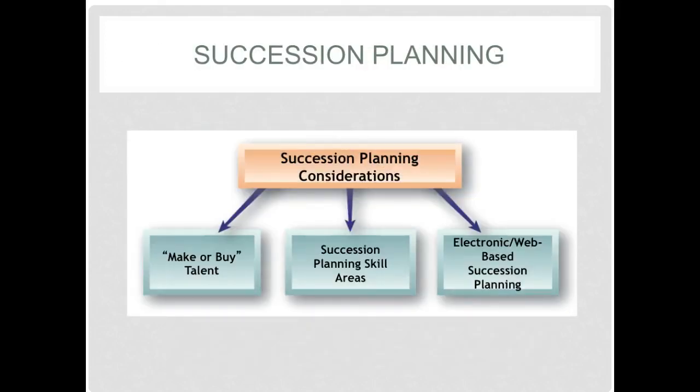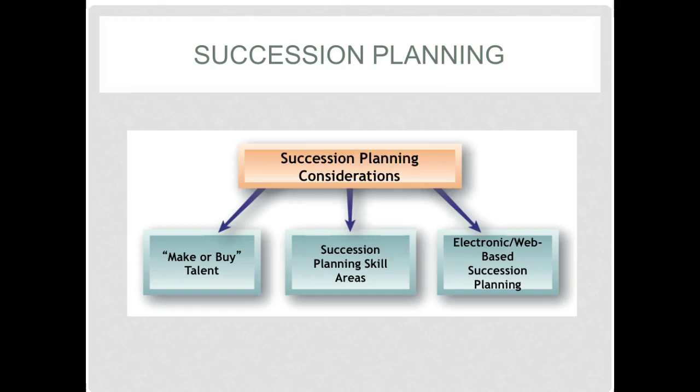So there's a couple of different ways that we can do succession planning. We can make or buy talent. We have to consider: are we going to train them inside, or are we going to go outside and hire them? Then we need to figure out what skill areas we need to see developed, and whether we're going to buy them by hiring people from outside, or train them internally.